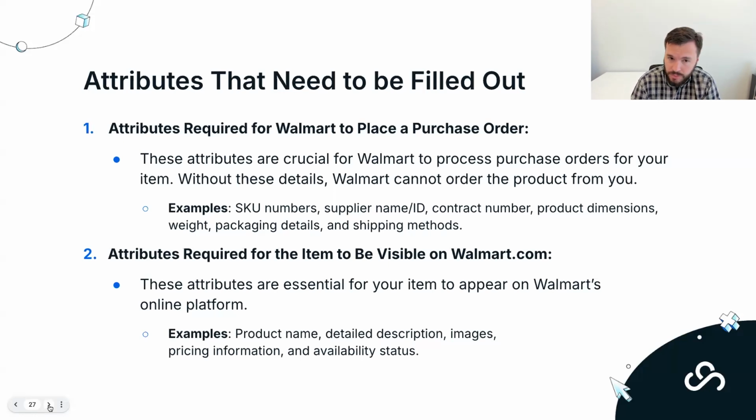So, different attributes are required for the item to be visible on Walmart.com. This is your e-com, your .com side of things. It's similar to the brick and mortar setup in that it's about making your products visible to customers without getting in trouble with Walmart. So those two kinds of categories for thinking about it still apply to the .com space as well.